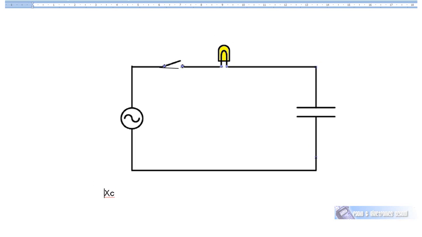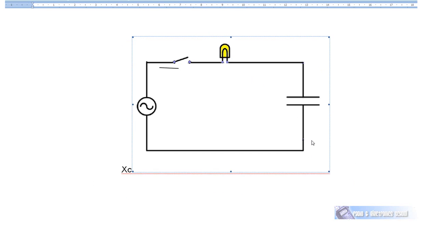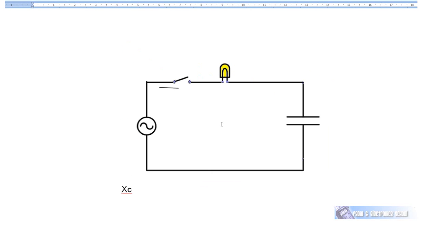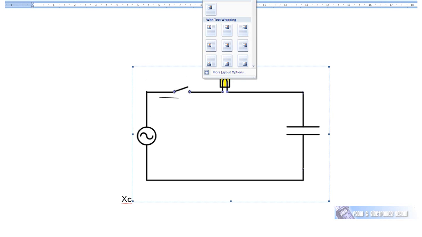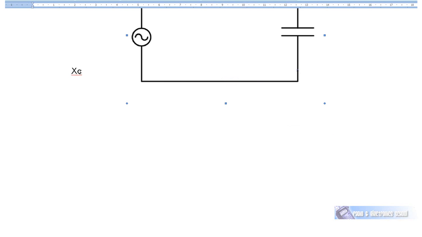Just going to have to move our graphic a little bit so I can type here. Having a bit of trouble, as you can see. Let's just format that. Okay, that should work.